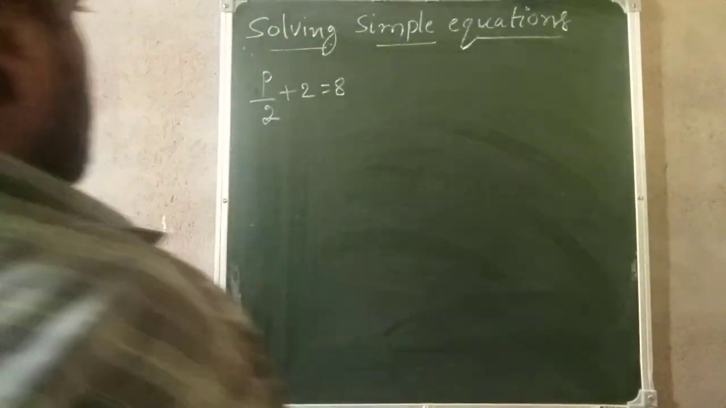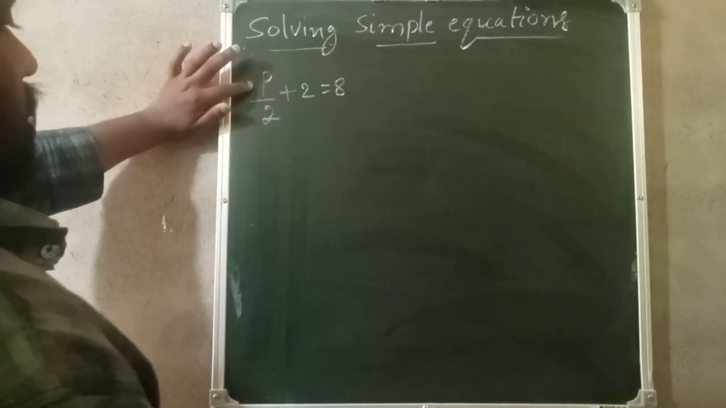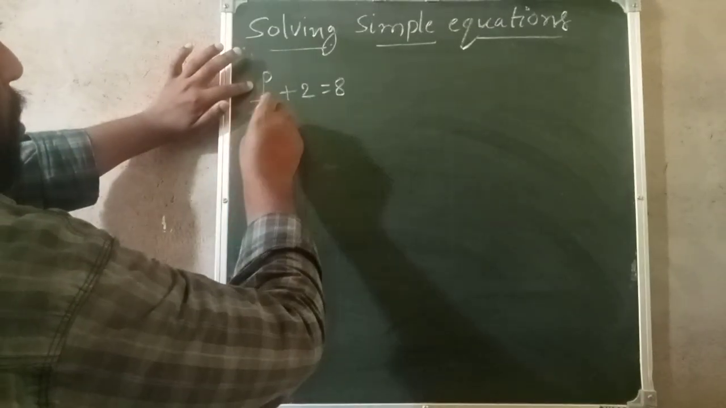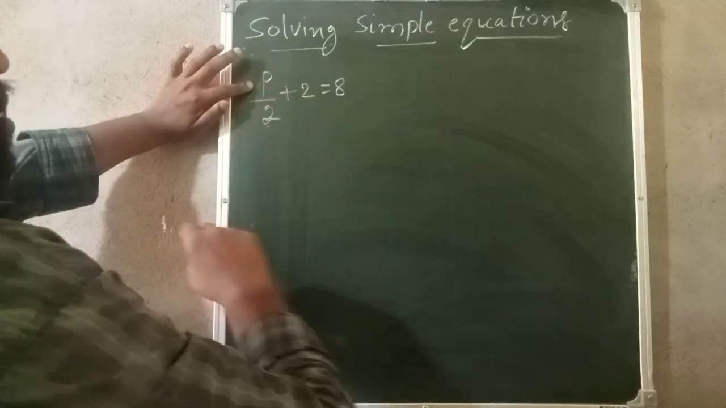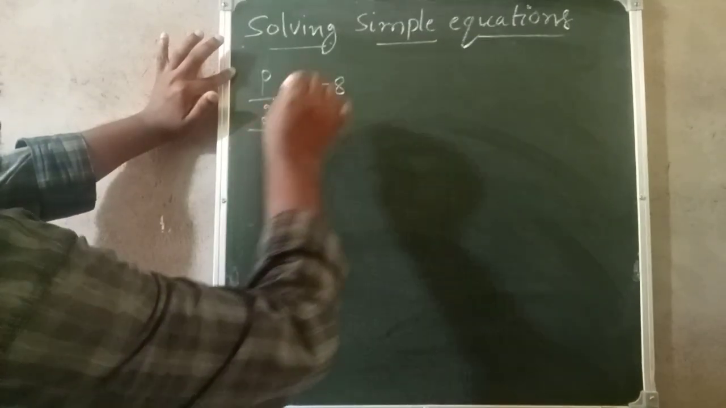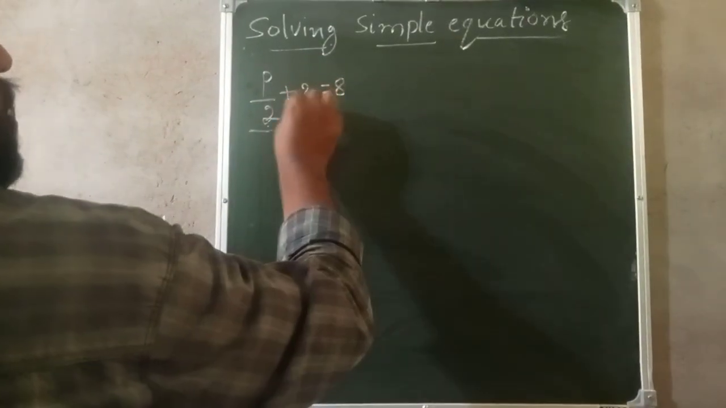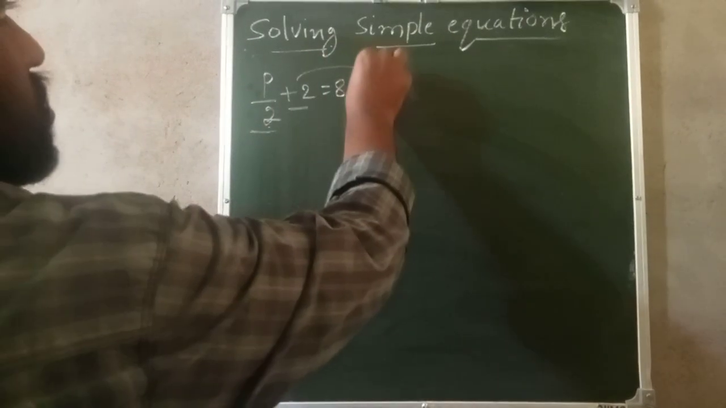So along with p we have divided by 2. So p along with whatever is there, you keep on one side, and whatever remains you move to the other side. I will move this plus 2 to this side.